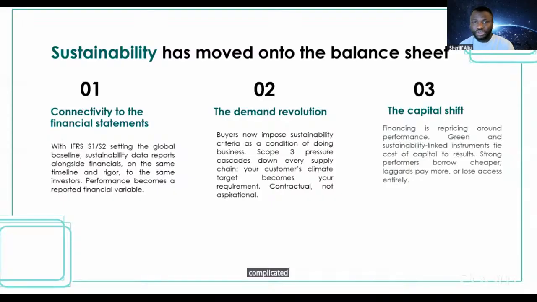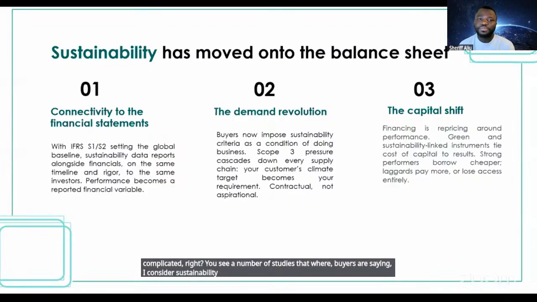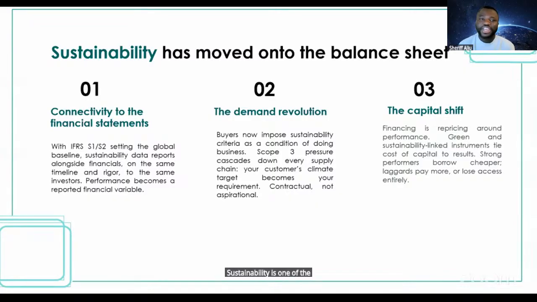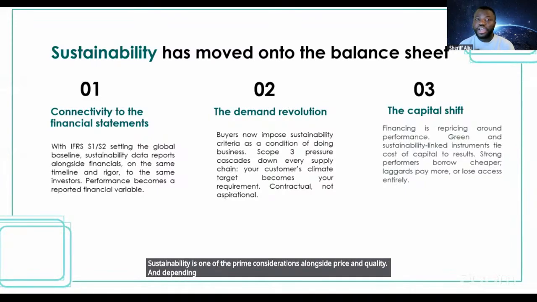You see a number of studies where buyers say, I consider sustainability when I want to buy something. And when you then actually look at what they buy, it's not a sustainable product, quote and unquote. But what is actually happening is that sustainability is one of the prime considerations alongside price and quality. And depending on where individuals are along the sustainability journey, it determines the way that they allot it. So there is a demand revolution and also a capital shift.